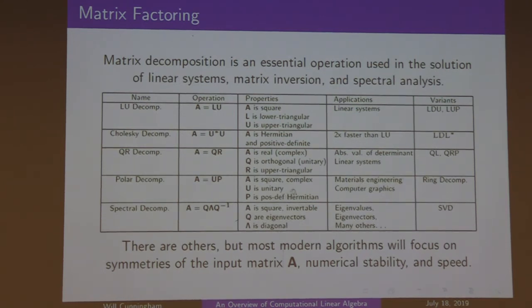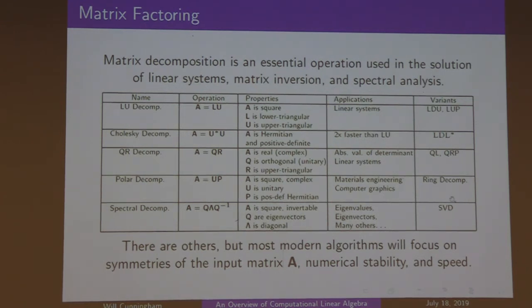There's polar decomposition as well. It's really useful in materials engineering for stress tensors, as well as for computer graphics. It's good for that. And of course, there's the most well-known spectral decomposition, which is where you take a matrix and you decompose it into eigenvalues and eigenvectors. And that is important because it tells you many fundamental properties of your system.